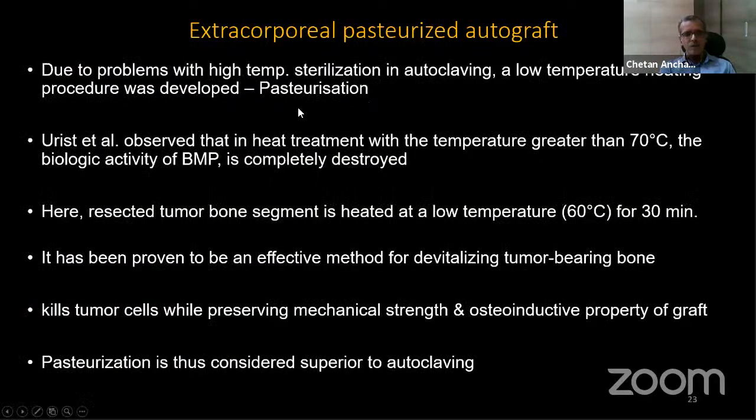Next, due to the problems with high temperature sterilization and autoclaving, a low temperature heating procedure was developed, which is called pasteurization. Here, US et al. have observed that in heat treatment with temperature greater than 70 degrees, the biologic activity of BMP is completely destroyed. So here, the resected tumor segment is heated at a lower temperature of 60 degrees, but for a longer time of 30 minutes. It has been proven that this is enough to kill all the tumor cells in the tumor-bearing bone, while at the same time it preserves the mechanical strength and osteoinductive property of the graft. So in that sense, pasteurization is considered superior to autoclaving.